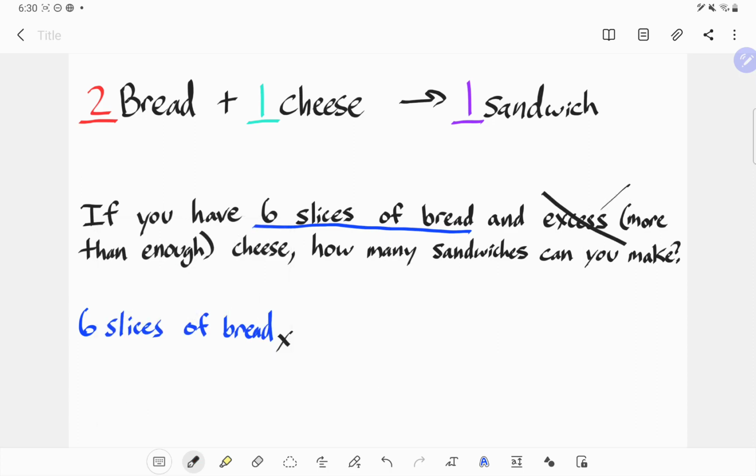Whatever we have excess of, it means we have more than enough cheese. So the cheese is really irrelevant for the problem. You're welcome to cross off anything that I say that we have excess of. Just cross it off. It's not going to have anything to do with how you solve the problem.